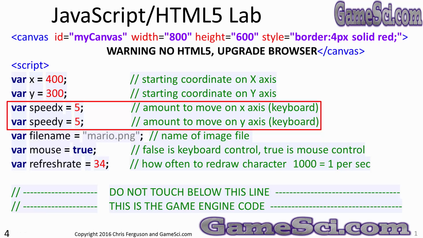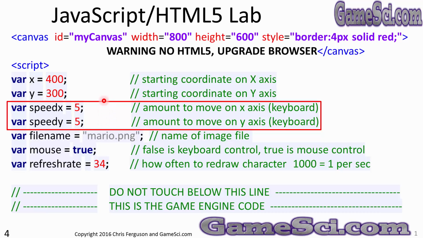This is the speed we want our character to move. Notice the much longer, clearer variable names. This is the speed on the X axis we want our character to move. This is the speed on the Y axis we want our character to move. And basically we're saying we want to move 5 pixels at a time. This is the amount we want to move on the X axis and the amount we want to move on the Y axis. Right now, per the game engine below, this only affects keyboard control.